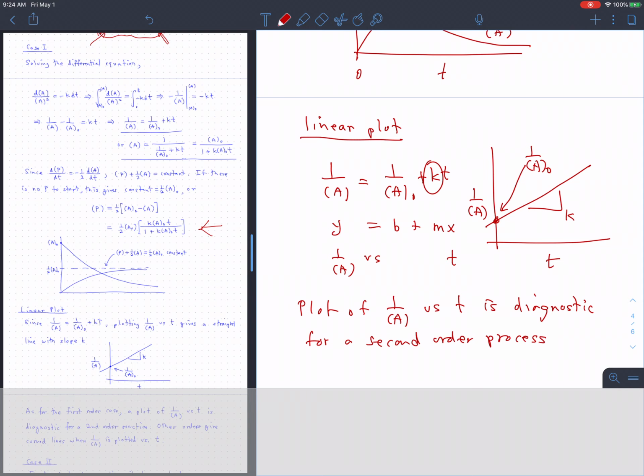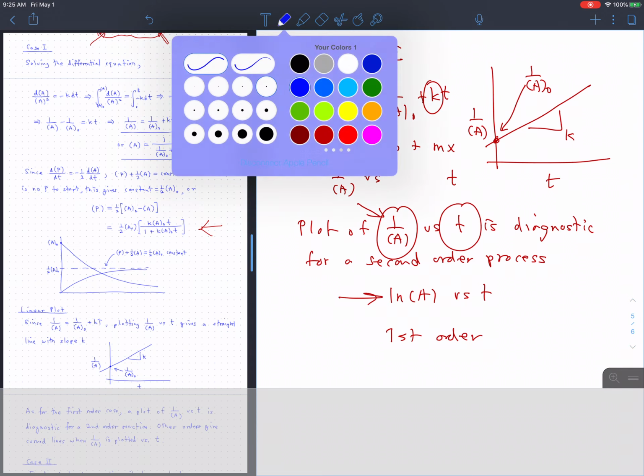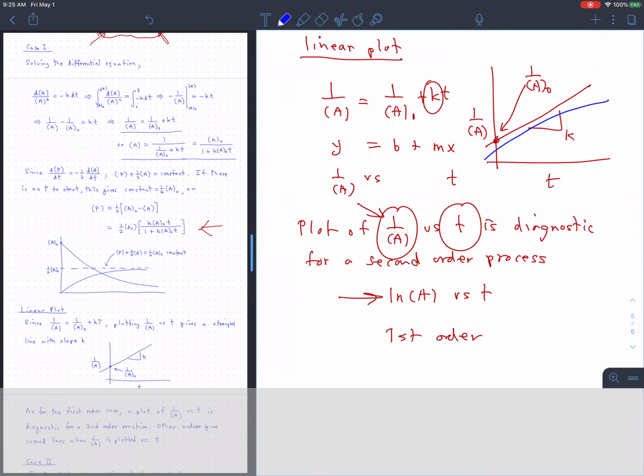Remember that a plot of log A versus t was diagnostic for a first order process. And now we've got an equivalent diagnostic plot for a second order process. If you plot 1 over A versus t for something other than a second order reaction, for a third order reaction, a first order reaction, a half order reaction, anything else, you'll get a curved line here. And that will tell you that it's not really second order.